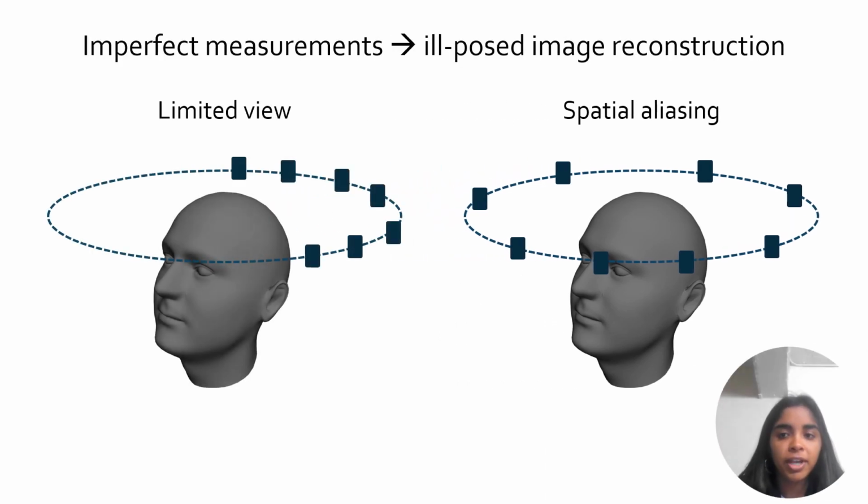In both the limited view and spatial aliasing cases, retrieving an object from imperfect measurements is an ill-posed problem. We call it ill-posed because the measurements are not sufficient to constrain the image reconstruction, meaning there are infinitely many images that would agree with the observed measurements.